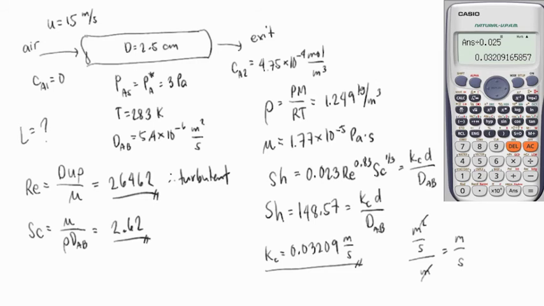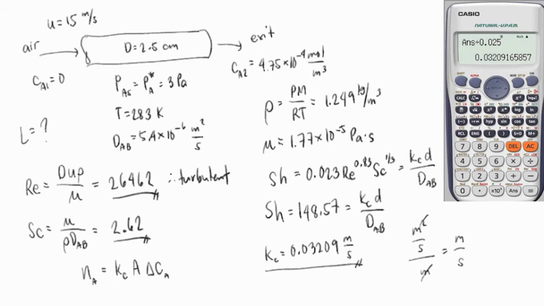Let's now identify our rate of mass transfer. If you will recall, we can write the rate of mass transfer due to convection as N sub A is equal to Kc, or the mass transfer coefficient, times A, or the transfer area, multiplied by the driving force delta Ca, or the concentration driving force.